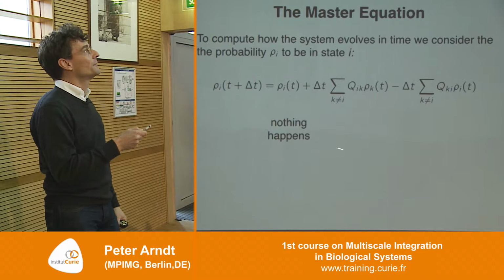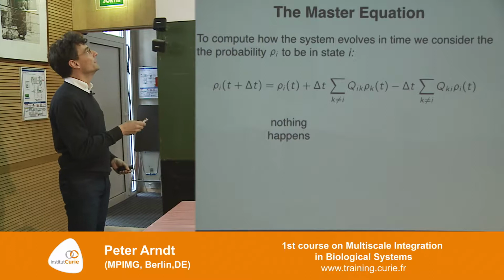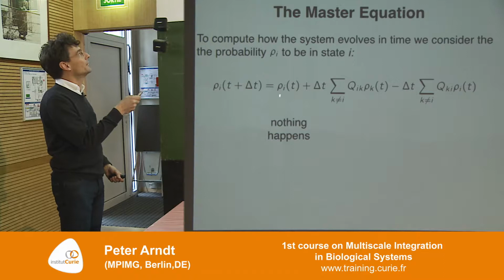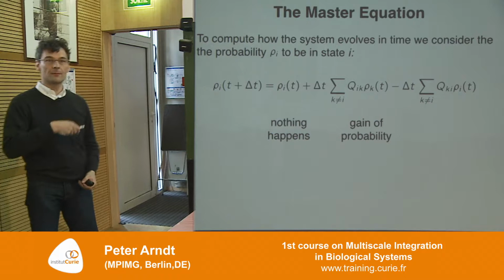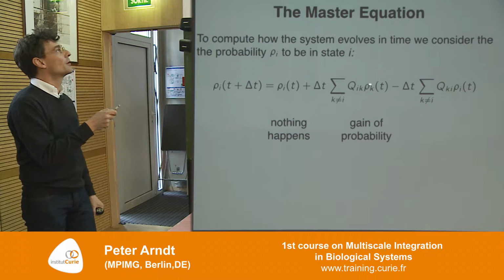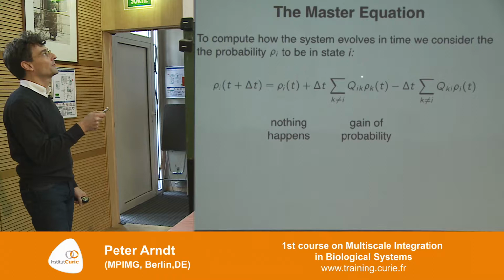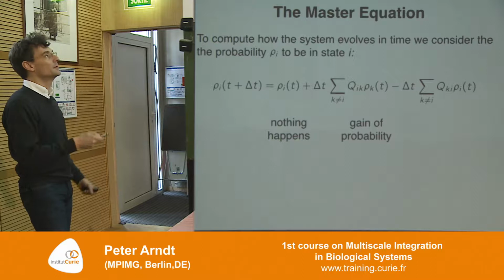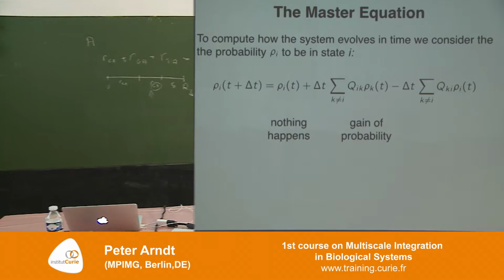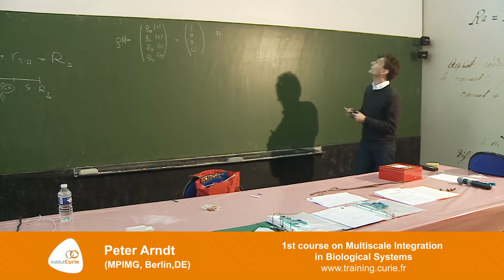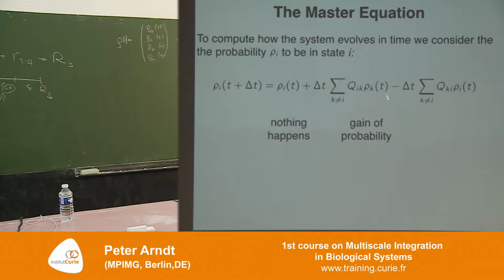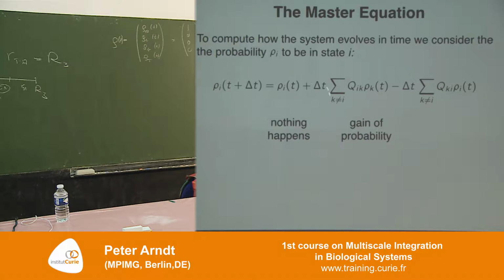So either nothing happens in your system, so that means you just copy whatever is rho in your previous time step, or if there's something happening, some nucleotides are exchanged, then you actually have to take care of that. So in the probability that you have an exchange from k to i, this is a rate q_ik, so you have a gain of probability if, say, a C somewhere else changes to an A. So then you would have an influx of probability here. And that, of course, this influx is proportional to its rate and the time interval you are considering.